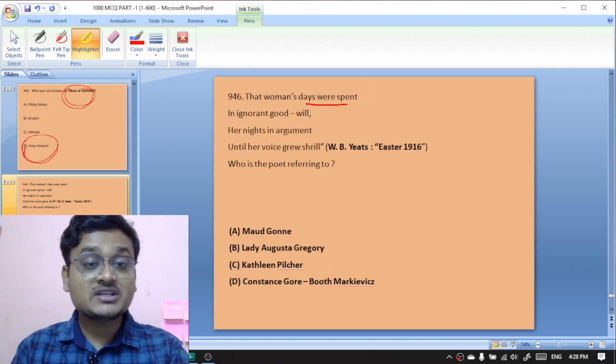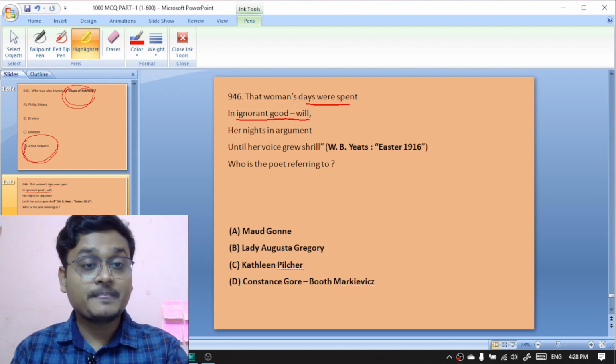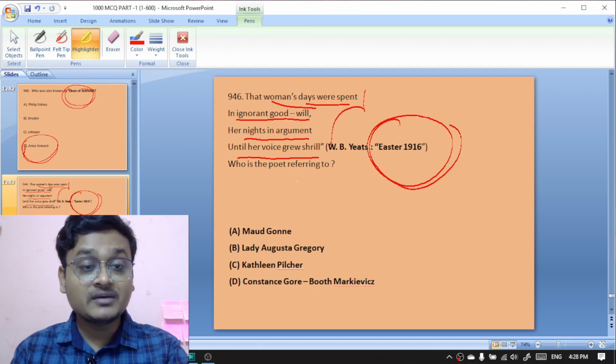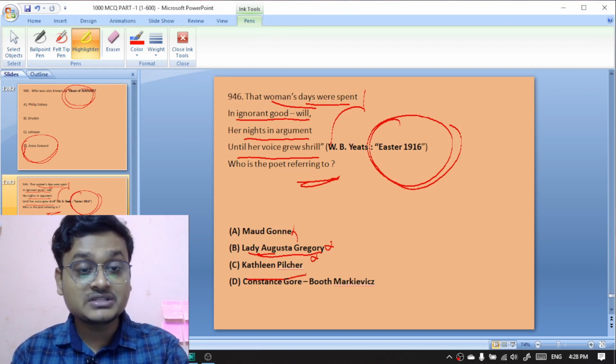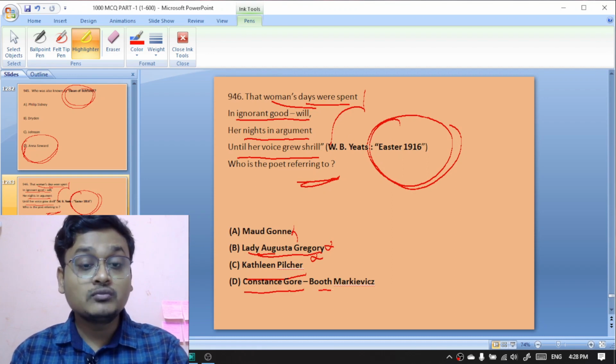"That woman's days were spent in ignorant goodwill, her nights in argument until her voice grew shrill." These lines are from William Butler Yeats' poem Easter 1916. Who is the poet referring to here? Who is the woman? Maud Gonne? No. Lady Augusta Gregory? No. Kathleen Fletcher? No. It was Constance Gore-Booth Markievicz.